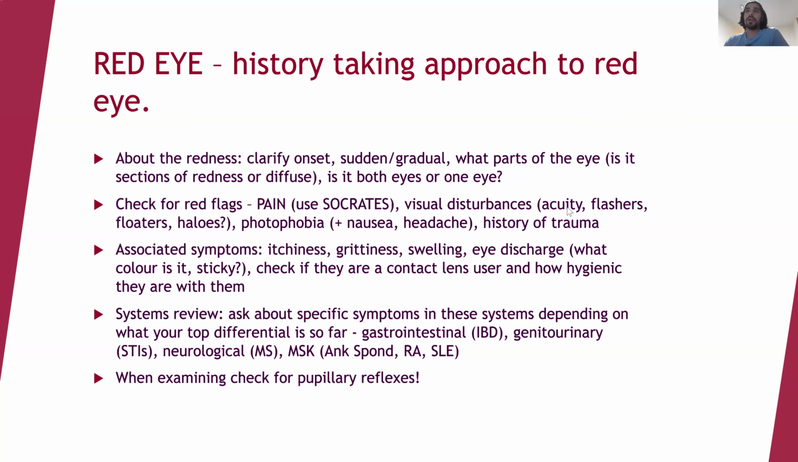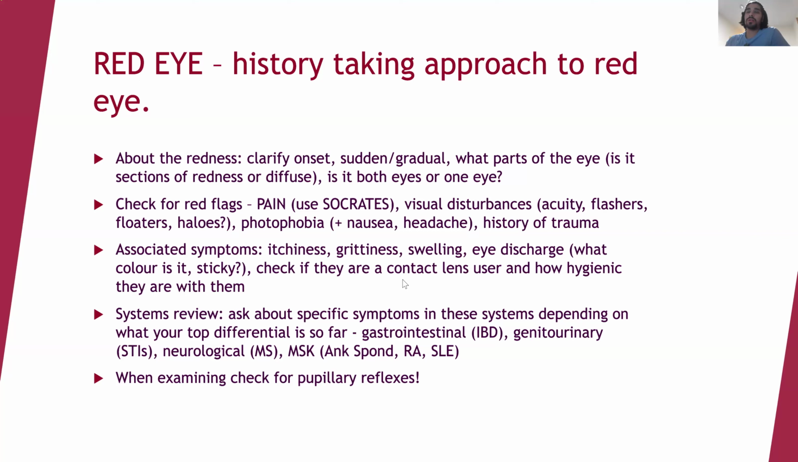Other associated symptoms: that itchiness, that grittiness that you might see in keratitis, like we said, that swelling, that eye discharge. If it is discharge, what color is it? Because you want to know, bacterial conjunctivitis is that purulent discharge, but viral conjunctivitis is that watery discharge. You need to know the difference. Are there contact lenses? If they are, go through how often they wear them, how often they change them, how they clean them. Do they wear them in the shower? Do they wear them at night? You're looking for risk factors for these conditions that we talked about before.